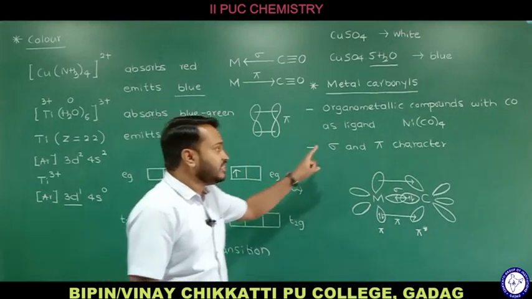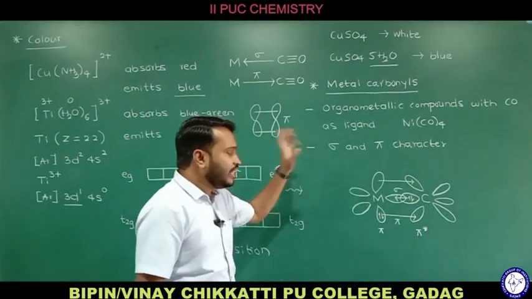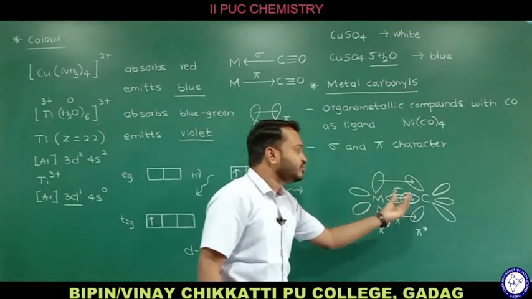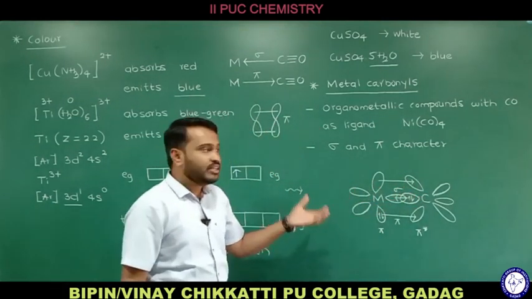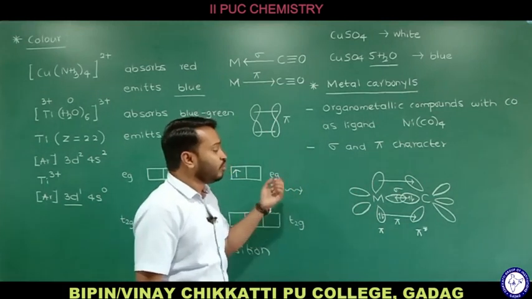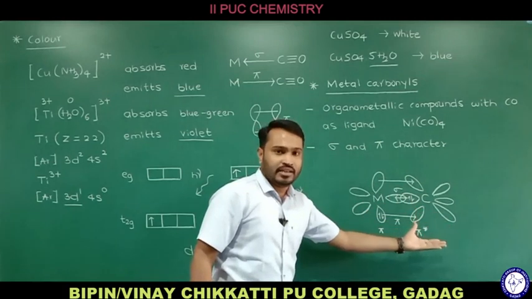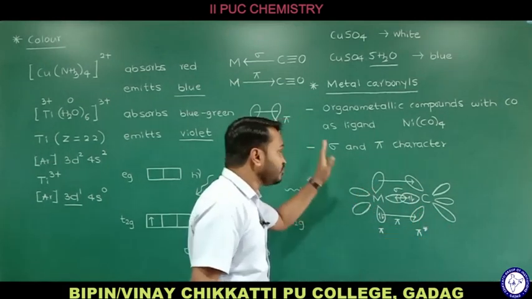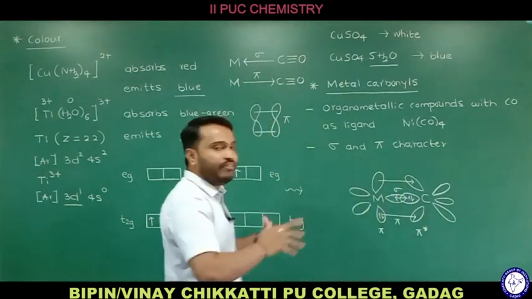So we have sigma characteristics as well as pi characteristics. In the sigma bond, there will be donation of a lone pair of electrons from the ligand to the central metal atom. In the pi bond, there will be donation of a lone pair of electrons from the central metal atom to the ligand. In case of a sigma bond, head-on overlapping. In case of a pi bond, we have sideways overlapping.